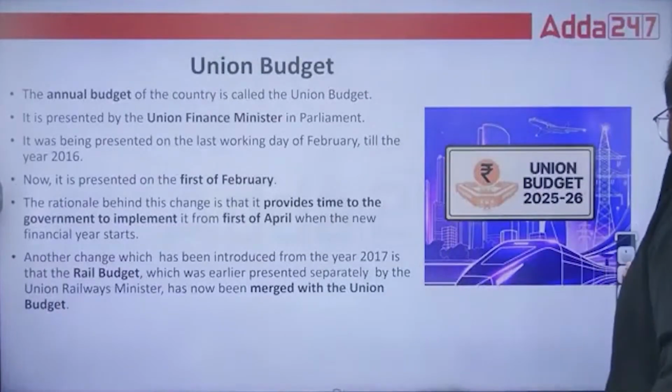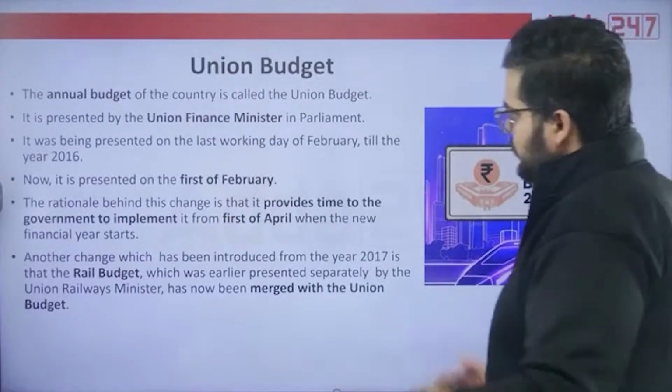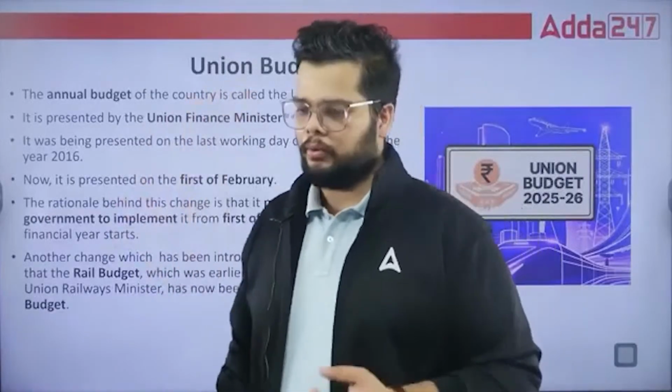And when we talk about the union budget, what has changed over a period of time? Since 2016, some fundamental changes have been made, like presentation of the budget. Although earlier also it was made in the parliament, now the date has been changed. Earlier the rail budget was presented separately, on the same day when the union budget was presented. Now it has been clubbed and it has become a part of the union budget only.